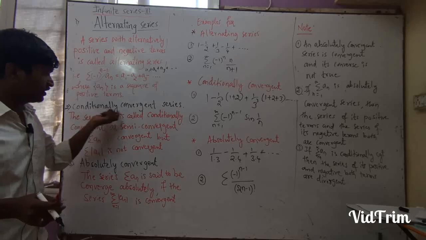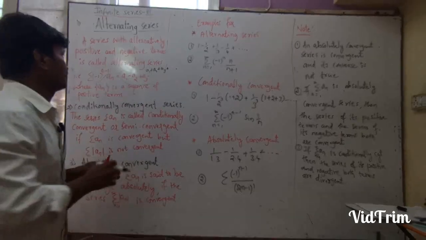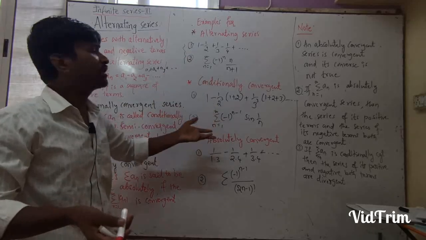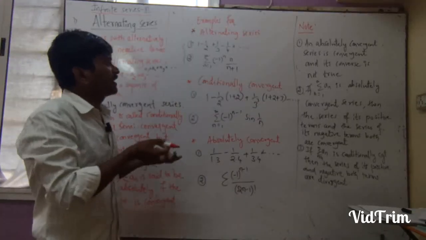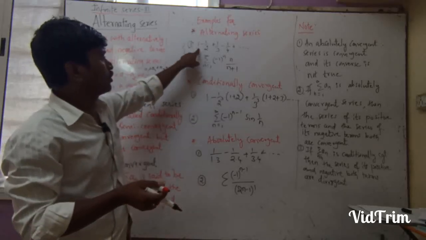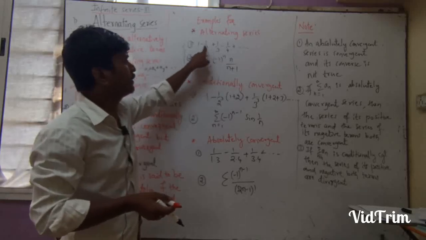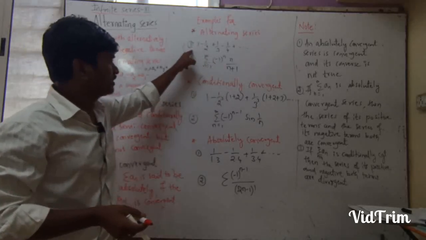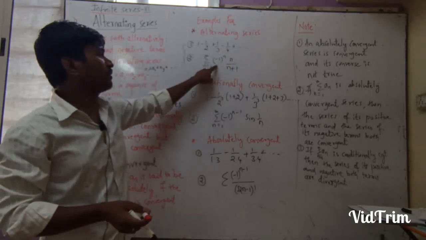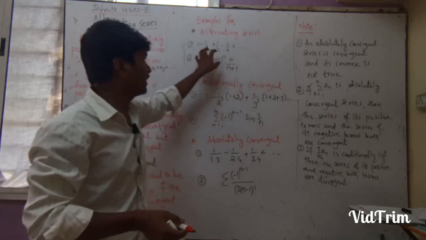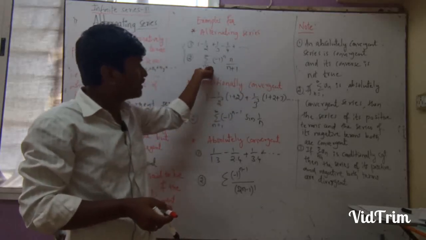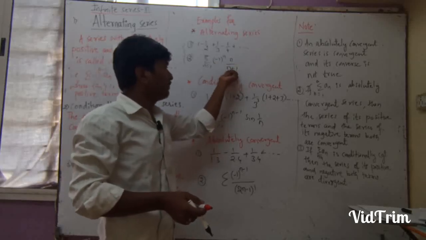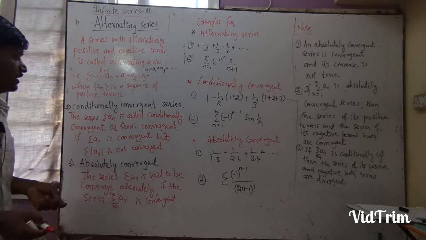The next definition is the conditionally convergent series. Before that, let us see examples of alternating series. Just observe: 1 minus 1 by 2 plus 1 by 3. Here alternately positive and negative signs are there, therefore it is an alternating series. This is the nth term of this series, and there are infinite terms. The second example, where I take the nth term, is minus 1 raised to n times n divided by n plus 1. This is another example of an alternating series.